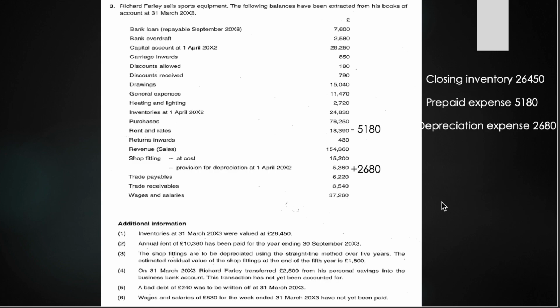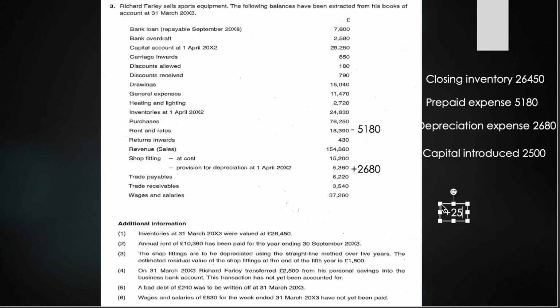Fourth adjustment. On 31st March 2003, Richard Furley transferred 2,500 from his personal savings into the business's bank account. The transaction has yet to be accounted for. So when we invest money into the business, that's called capital. So 2,500 is capital introduced because it was during the year, and it was also put into the bank account. So we add 2,500 into our bank account.